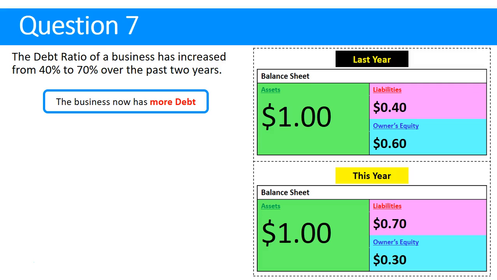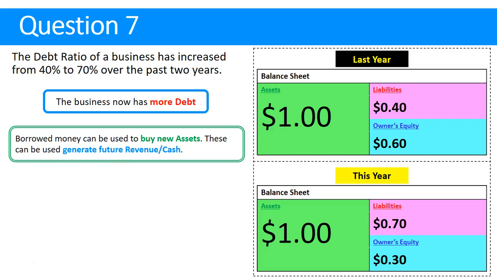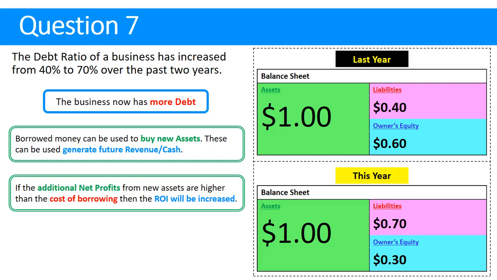So essentially the question is, the business now has more debt. What are some positives? Well, one could be the borrowed money. We now have more debt. Maybe that was used to buy new assets, and these can be used to generate future revenue or cash. That's a benefit. In the real world, most businesses borrow money to buy new assets. So if those assets are used well, that's a positive. If the additional net profit from buying the new assets is higher than the cost of borrowing, we'll end up with a better ROI or net profit in the long run. In other words, maybe we buy a piece of machinery for $100,000, but over time it generates net profits of $200,000, then that's going to be a benefit to the business in the long run.